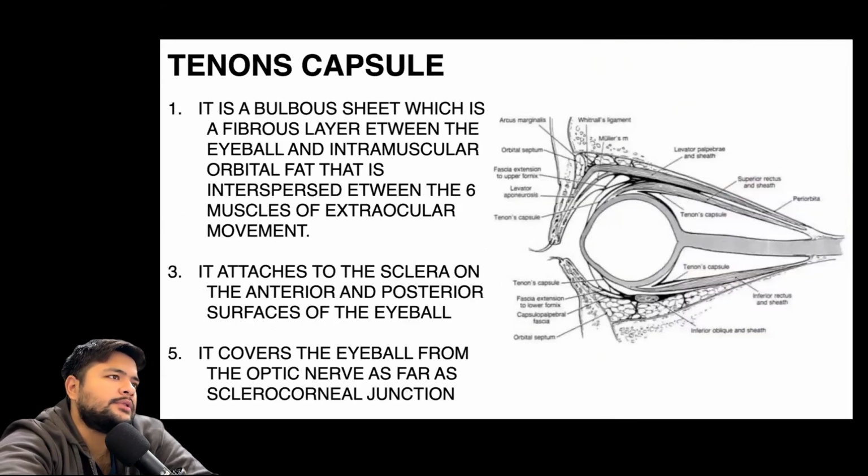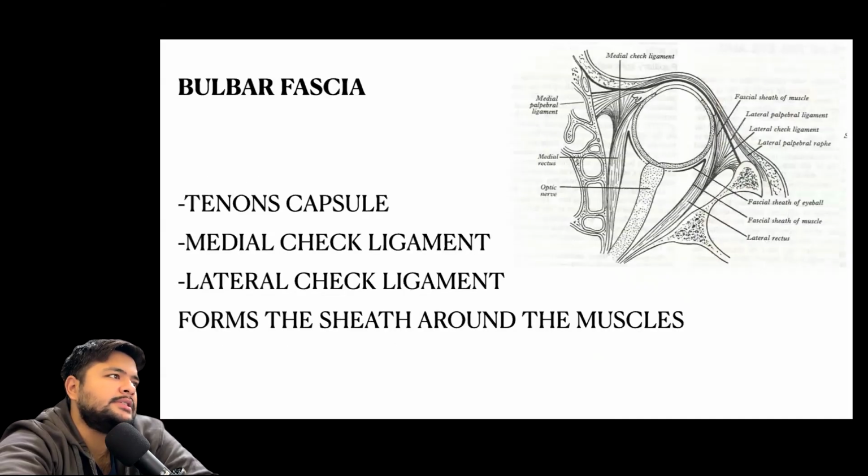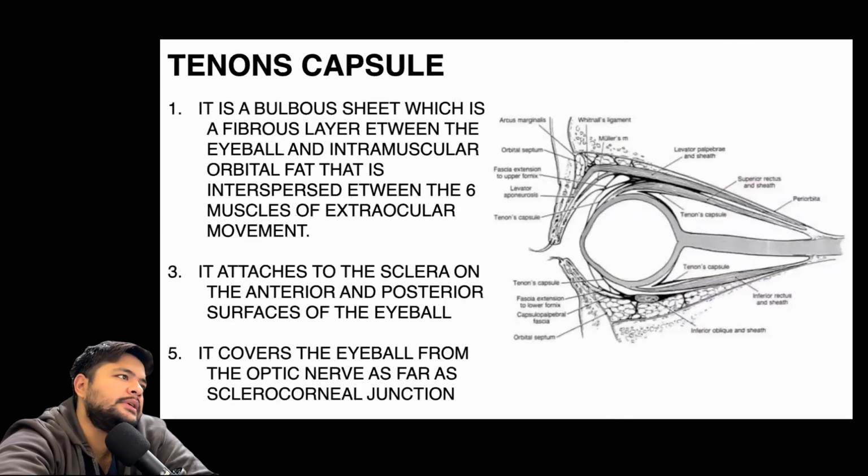Then coming to Tenon's capsule. It is a bulbous sheet, as discussed earlier, from the bulbar fascia. It is a fibrous layer between the eyeball and the intramuscular orbital fat that is interspersed between the six muscles of extraocular movement. Then it attaches to the sclera on the anterior and posterior surfaces of the eyeball. It covers the eyeball from the optic nerve as far as the sclerocorneal junction. You can see in this image Tenon's capsule on the posterior aspect of the eyeball.